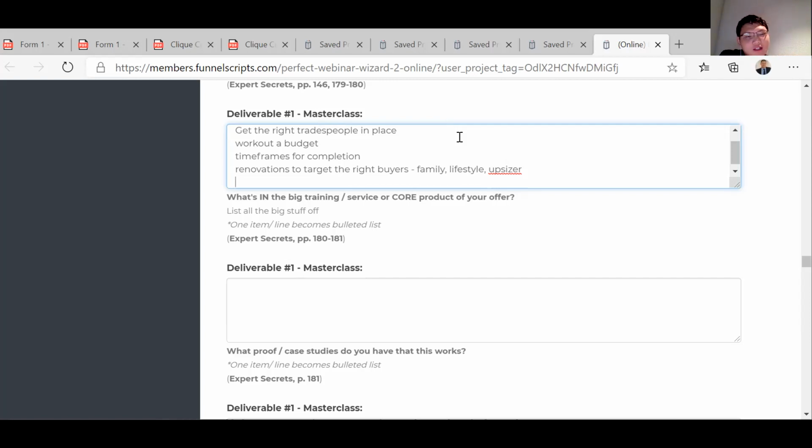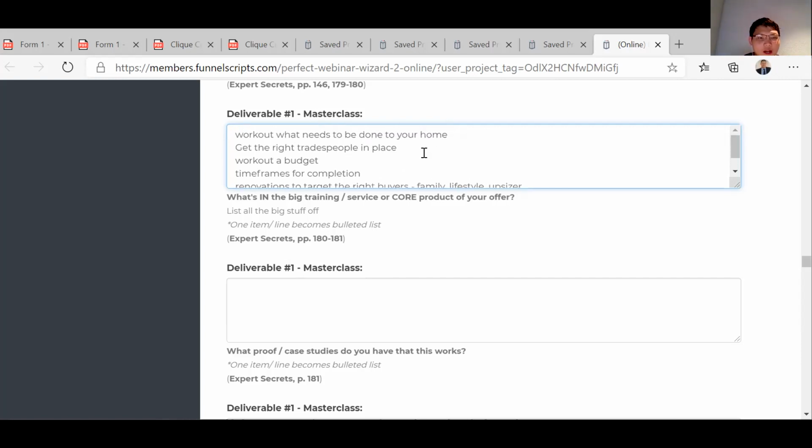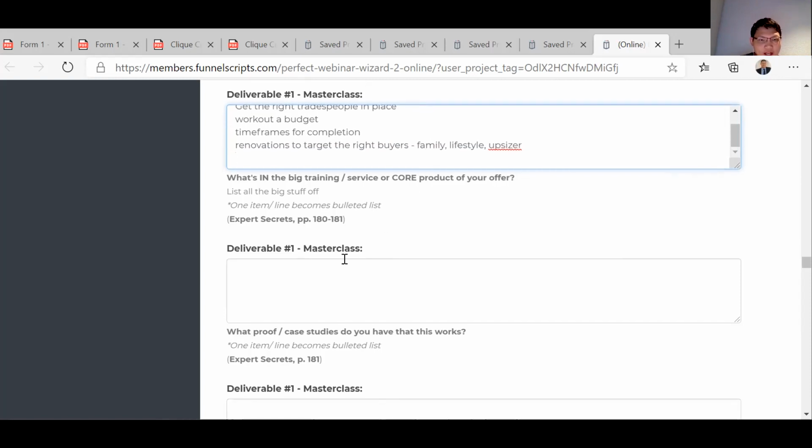Anything else? I think as many as you can. Well, if you don't have any, you can just go to the next question. What is the proof and case study? Just put down the case study and the proof, some of the projects you managed in the past, so people can see this and it helps build trust. So any case study, any testimonial you can get.